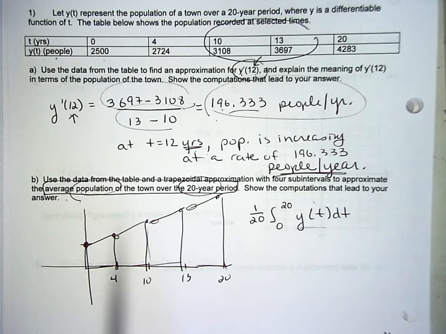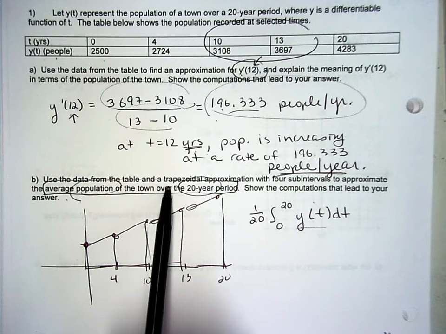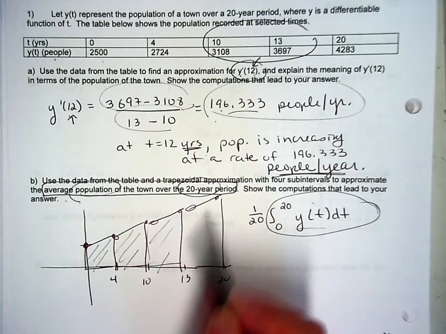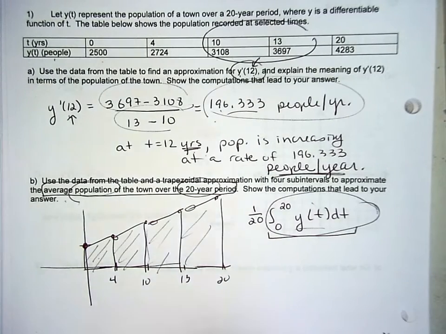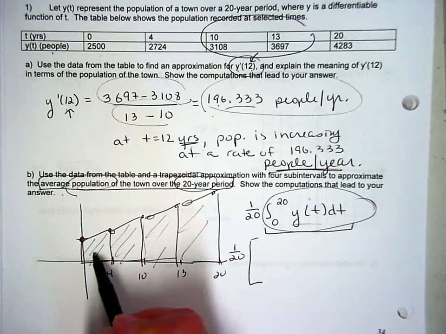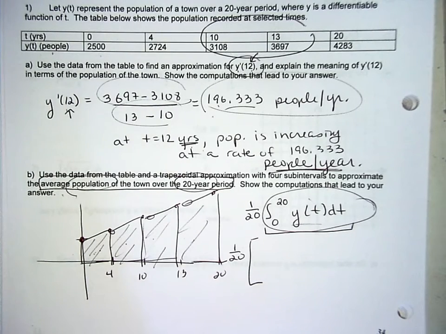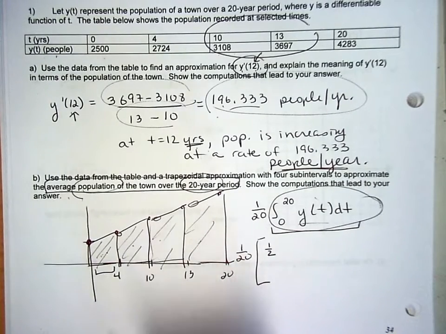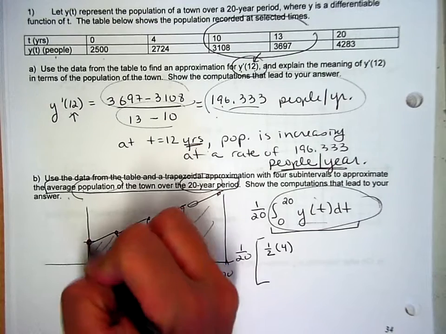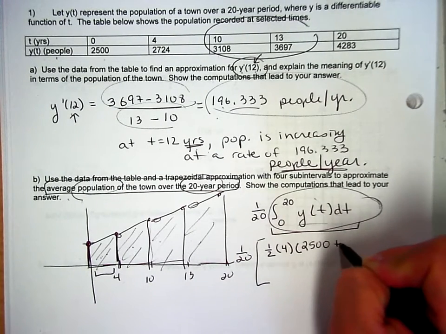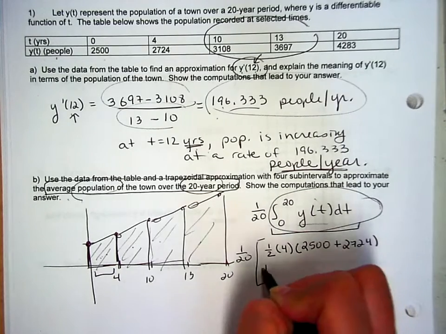Since I don't actually have an equation here, what this problem is asking us to do is find the area underneath the curve. But since I don't have an equation, I'm going to do a trapezoidal approximation for this value. So this 1 over 20 is still out in front. That just represents the idea of average. And all I'm going to do is find the area of these 4 trapezoids. So remember, area of a trapezoid is 1/2. Your height of the first trapezoid is 4. These are your 2 bases. If you look at my table, those y values are 2500 plus 2724. That's your first one.